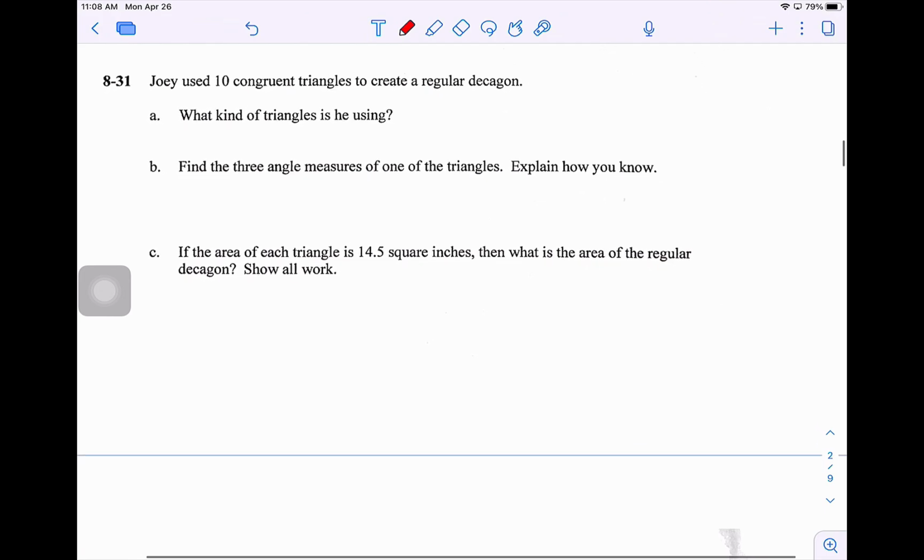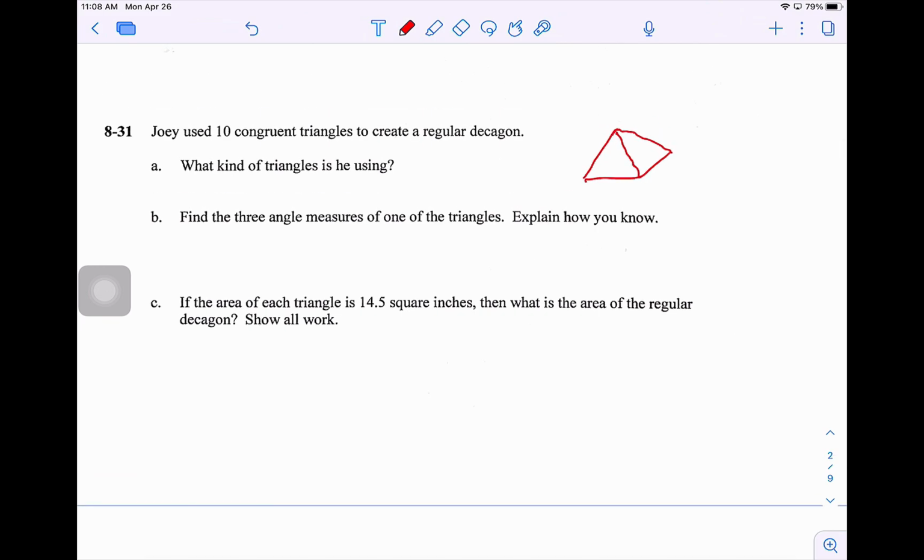So if you take a look at problem 831, notice it says Joey used 10 congruent triangles to create a regular decagon. So here's what's going on. Here's the idea of what's happening. Let's say this triangle right there. Then if he takes that triangle and rotates it just a little bit, you've got another triangle right there. Then if you rotate it again, you've got another triangle right there. And if he keeps doing that, the idea is that he would have 10 of those to create a decagon. Okay? Does that make sense to you?